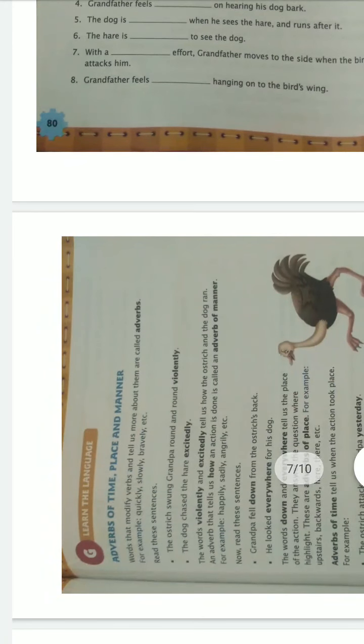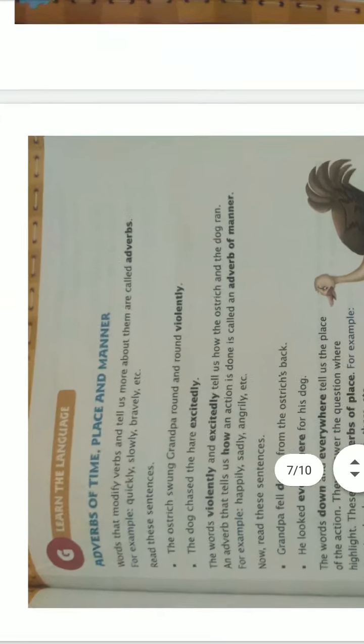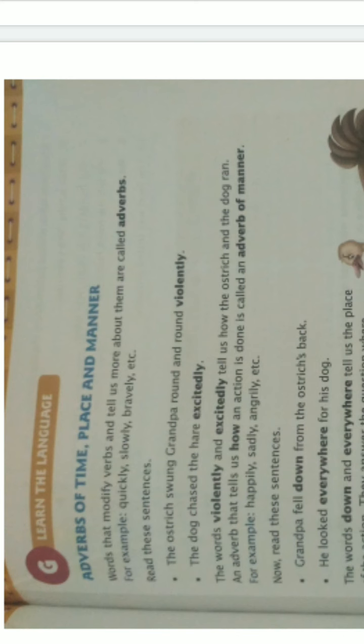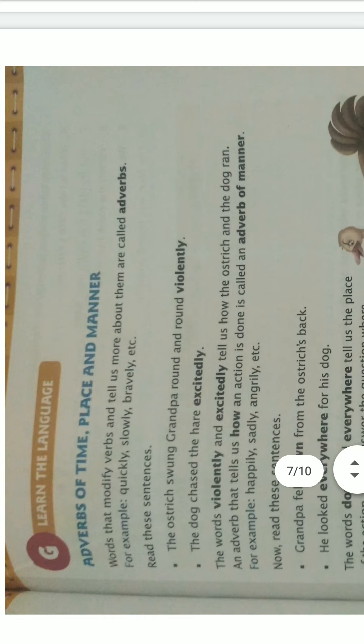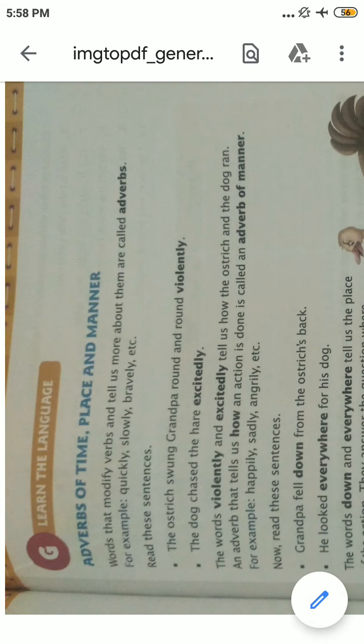Next, in the learn the language part, we are going to learn about the adverbs of time, place and manner. First of all, we learn what an adverb is. As we all know, adverbs are words that modify the verbs and tell us more about them. Means they modify and give us more information about the verbs. Adverbs are the words that tell us more about the actions, for example, quickly, slowly, bravely.